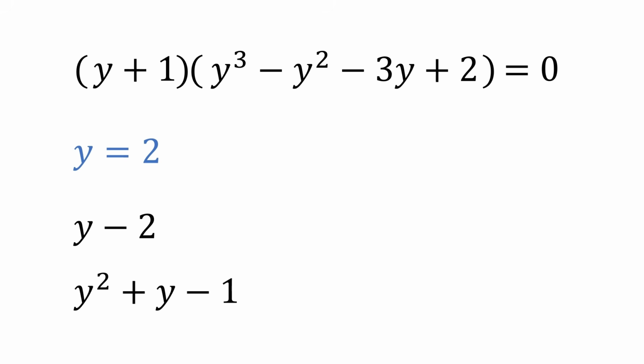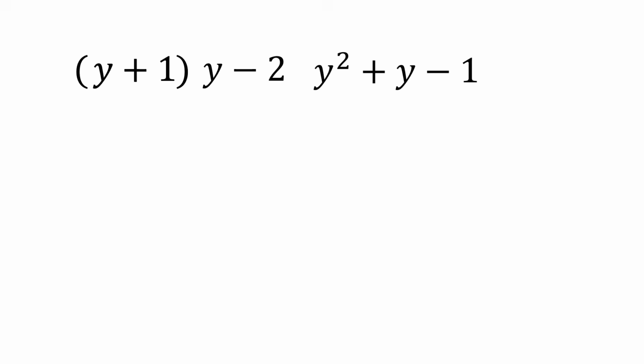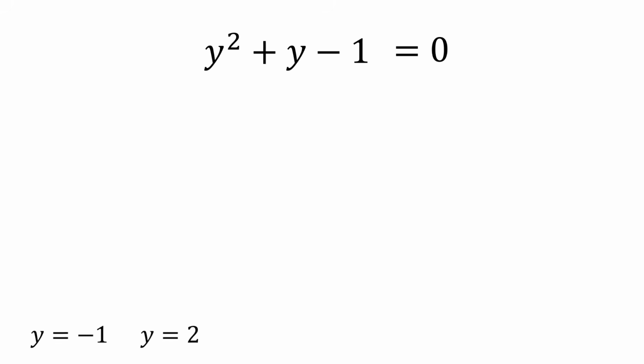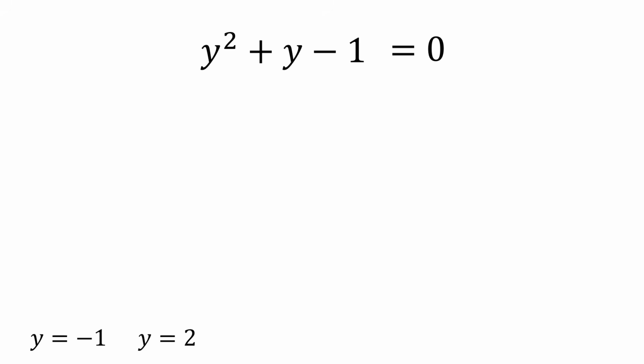So we can now rewrite the polynomial as y plus 1 multiplied by y minus 2 multiplied by y squared plus y minus 1 equals 0. The first two factors immediately give us y equals -1 and y equals 2. Now all that's left is the quadratic. Y squared plus y minus 1 equals 0.